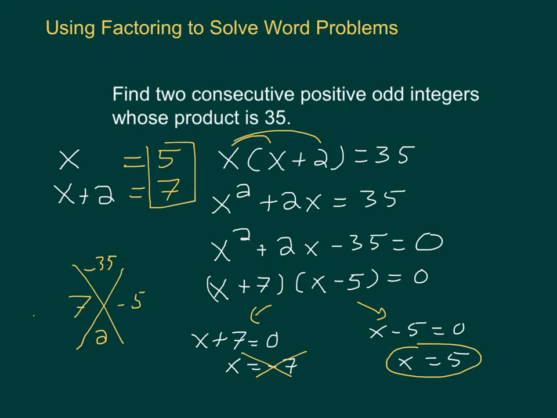You may be able to figure out that the numbers were 5 and 7 right away. That's not the point. You've got to be able to do it using this factoring method. Just getting 5 and 7 won't get you close to full credit. You've got to use the factoring method to get there. All right, let's see another type of problem.